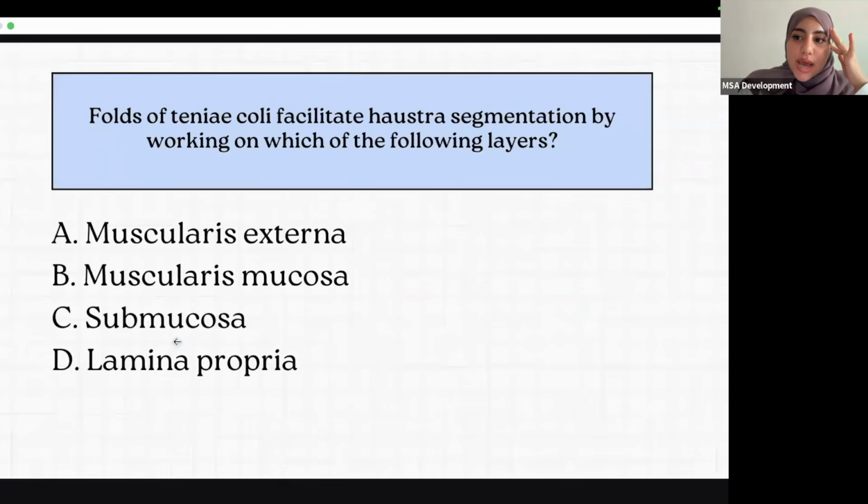Okay, let's get some questions out there. Folds of tinea coli facilitate haustra segmentation by working on which of the following layers? Muscularis externa, exactly. It doesn't work on muscularis mucosa. It's not going to get much done if it's in the mucosa. Submucosa, no. All we know about submucosa is that it has the Meissner's plexus. And then lamina propria.